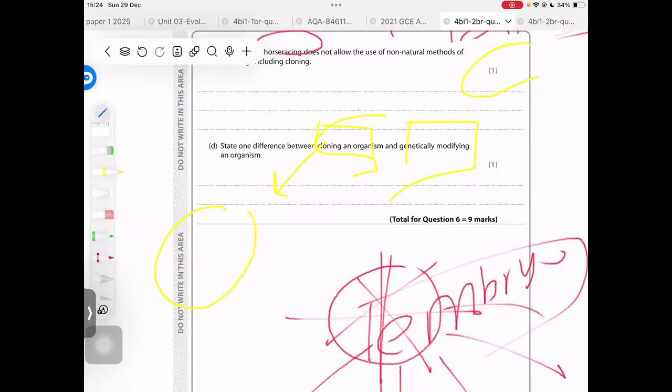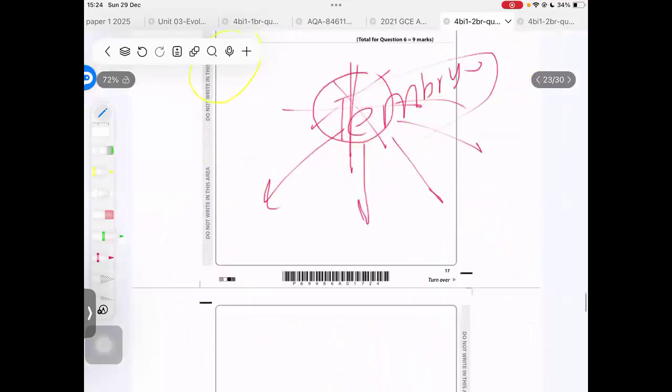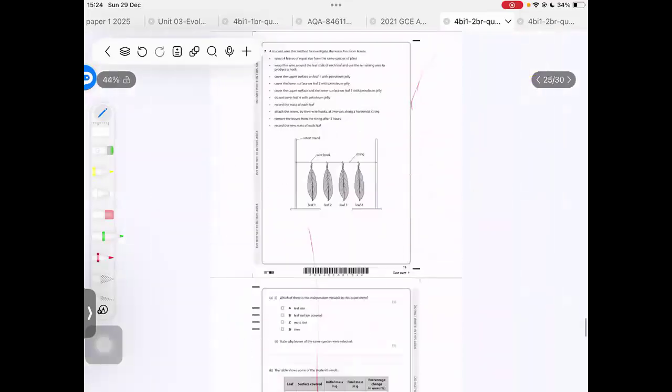So you can write down, clones are identical to each other, or they have the same genotype. You can continue writing, genetic modification produces genetic variation.